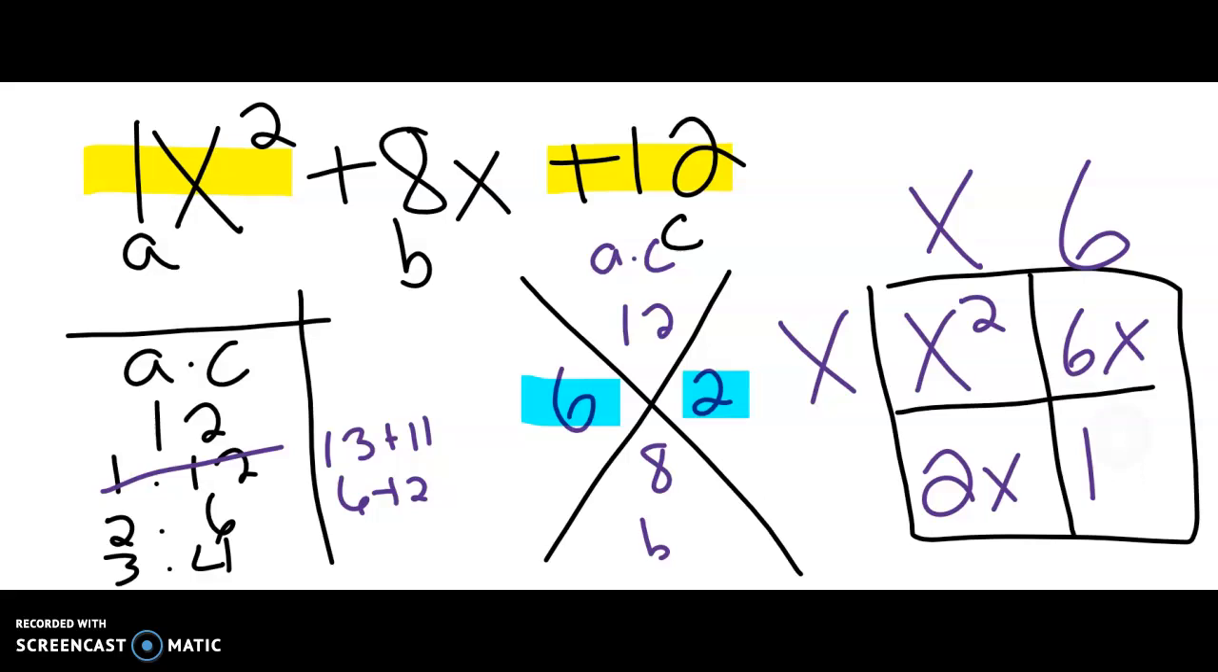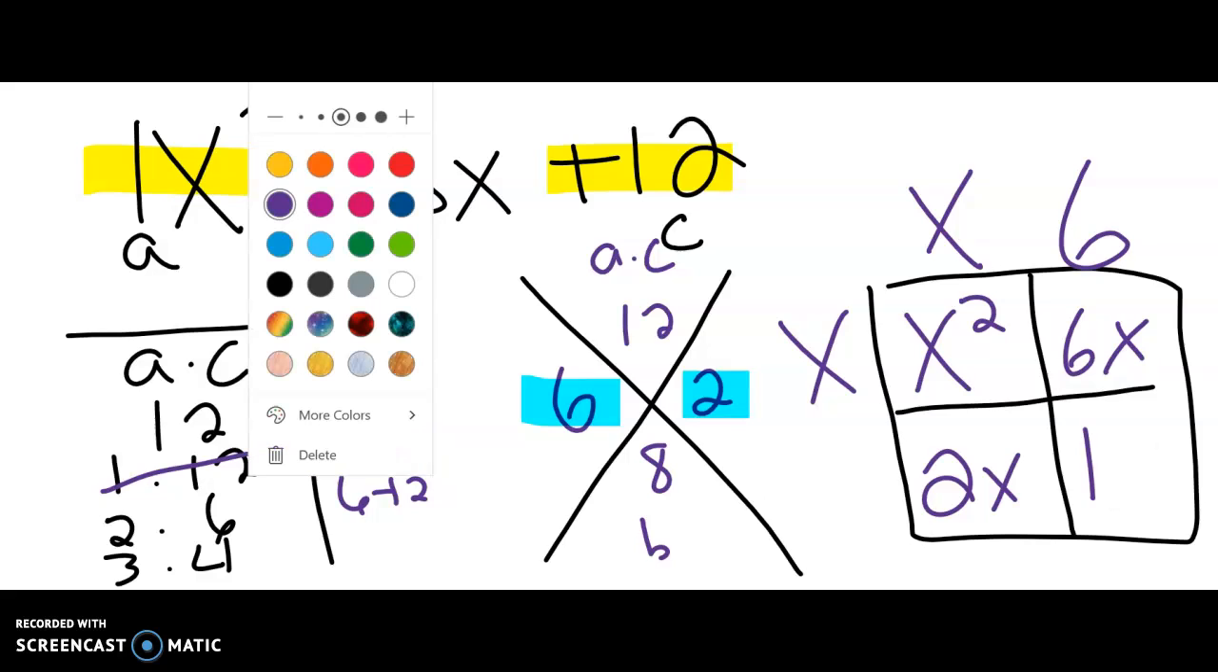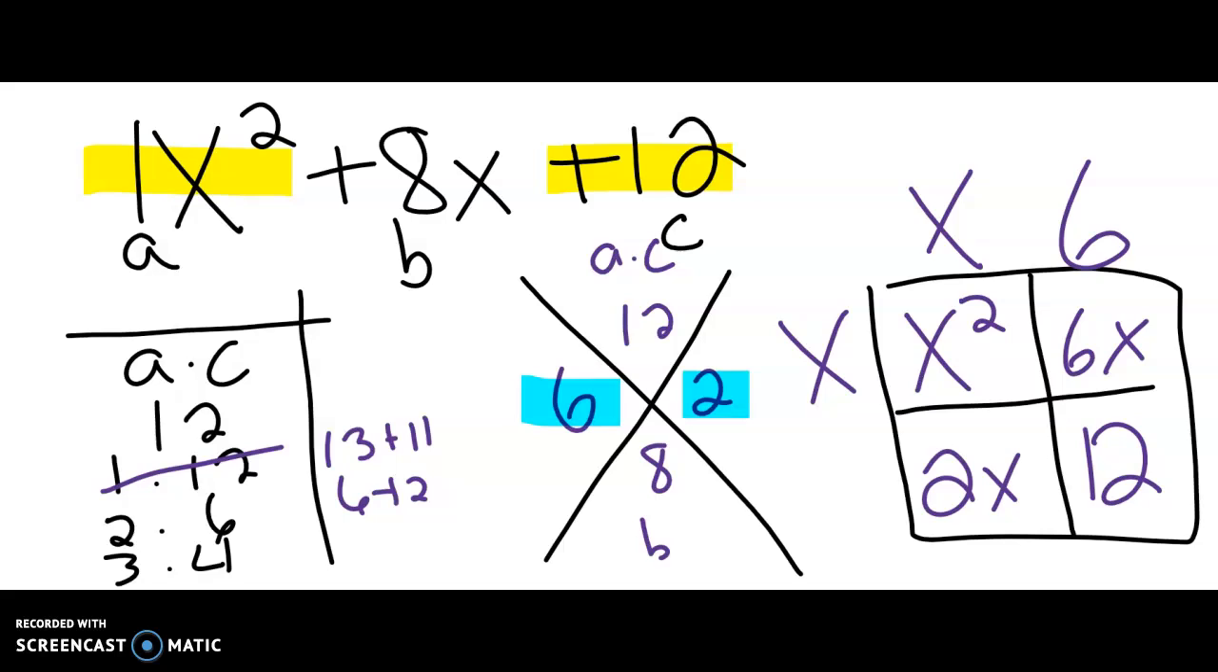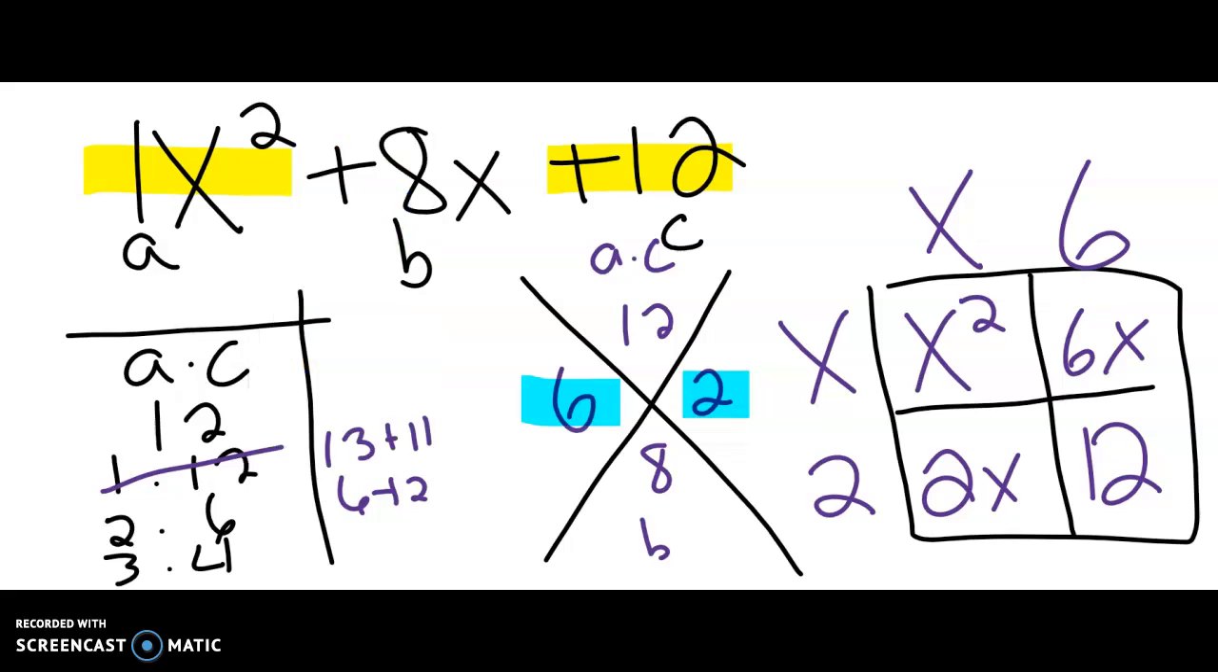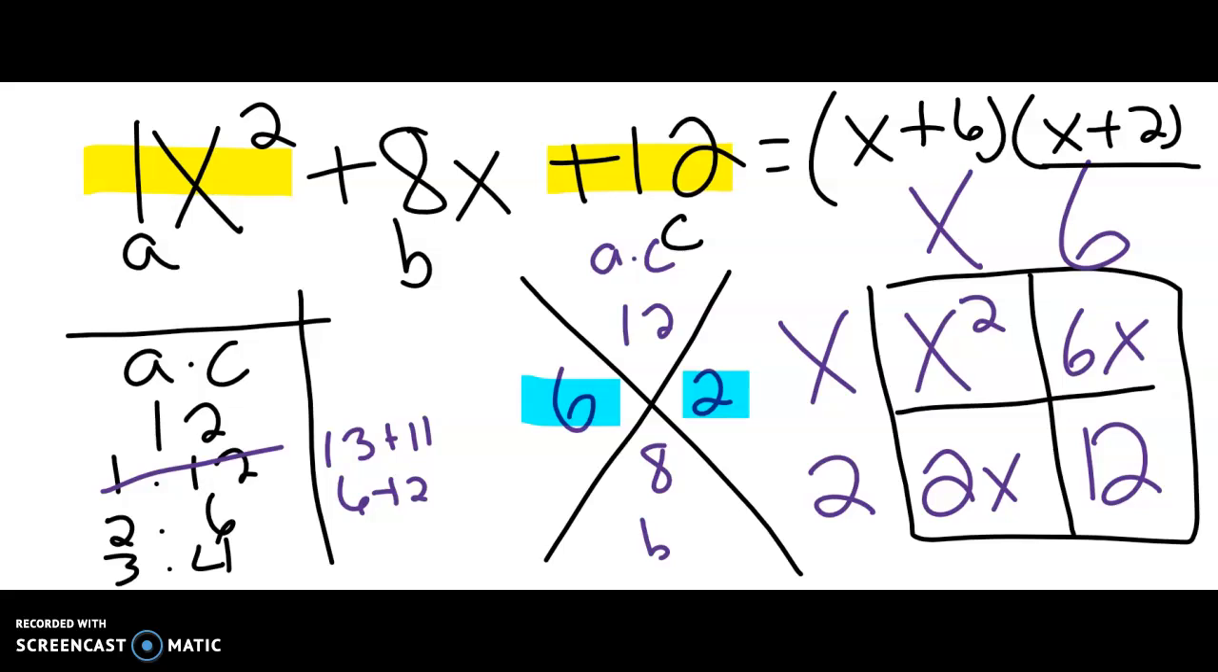Now our bottom left corner is our 2x and our 12. So we can think GCF, 2x and 12, or 2 is the GCF, or you can think of what number times x gives us 2x, and that's 2. So when we factor this, our answer is going to be written as x plus 6 times x plus 2. Those are our factors.